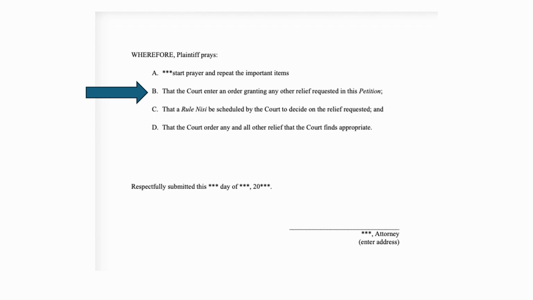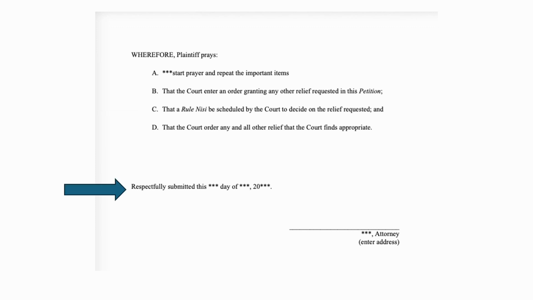Then you're going to have that the rule nisi and be done, and that the court order any and other relief that the court finds appropriate. So maybe you don't argue for punitive damages, but the court says this is so egregious that we absolutely believe that there should be some sort of punitive damages to make it so that the defendant doesn't do this again. And that's where the court can do that. But if you don't ask for other relief that the court finds appropriate, the court's not going to just give it to you. So we always leave that in there as our very last thing.